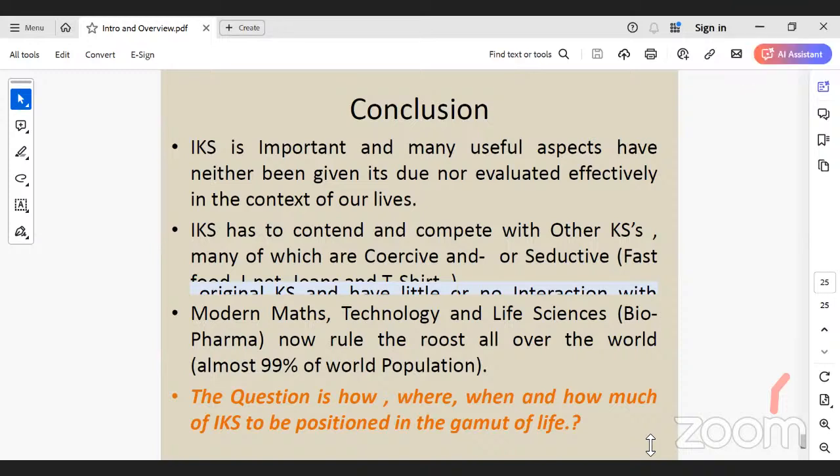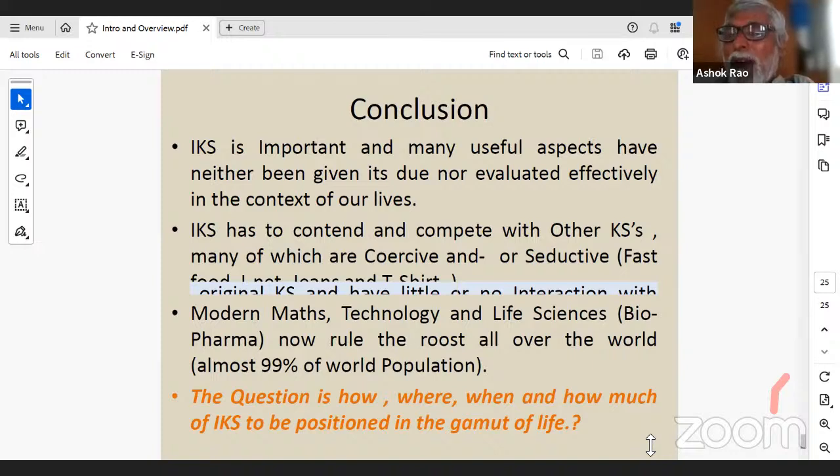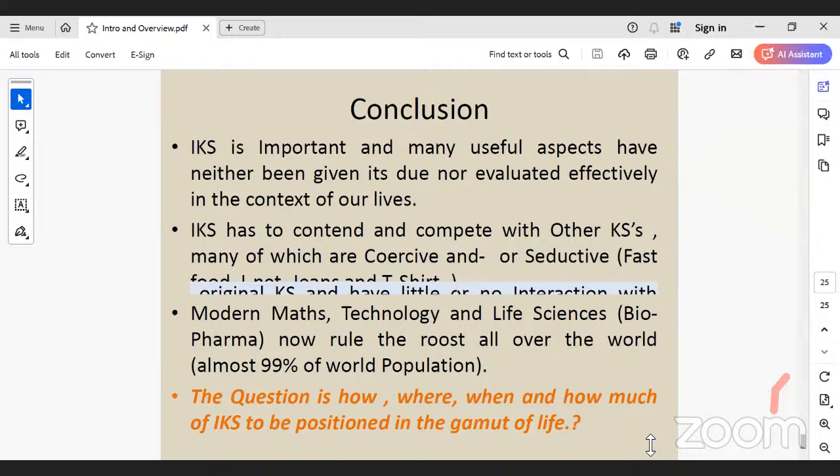Hello, sir. Namaste. Hello, sir. Namaste. Sir, now you said that we use the Indian knowledge system for dress. Is there any correlation between economic background and knowledge system?